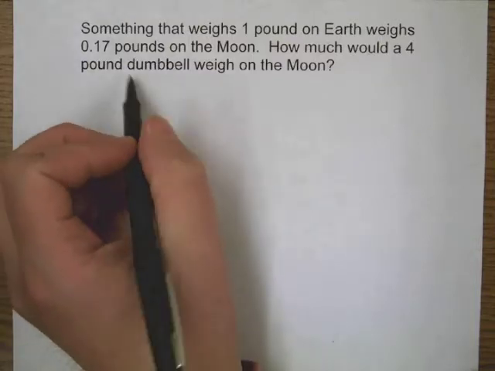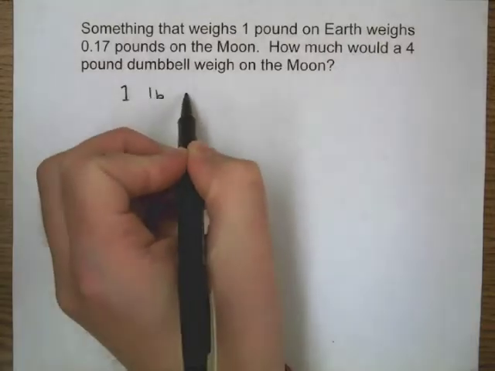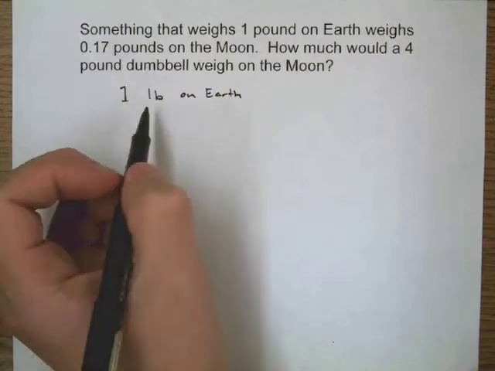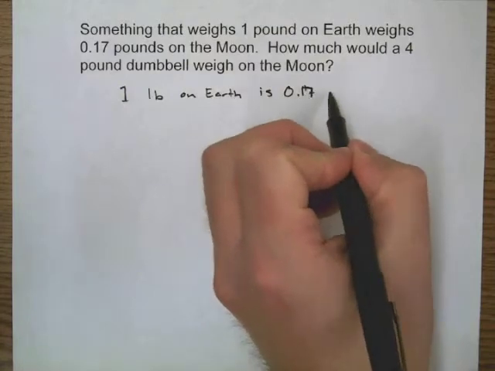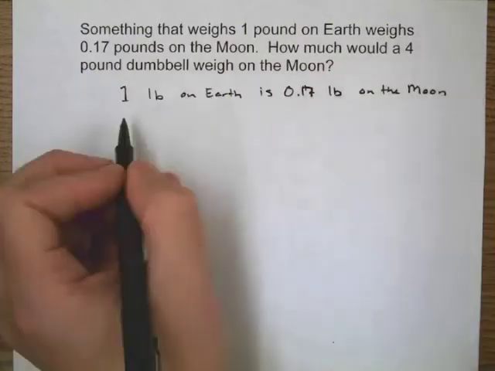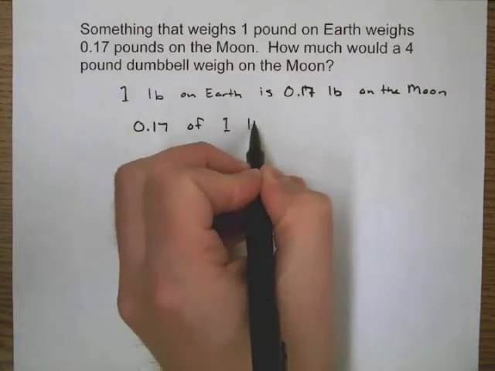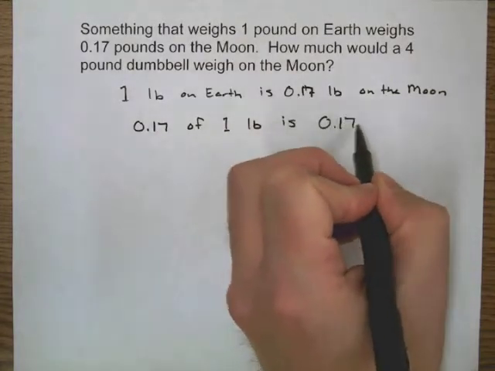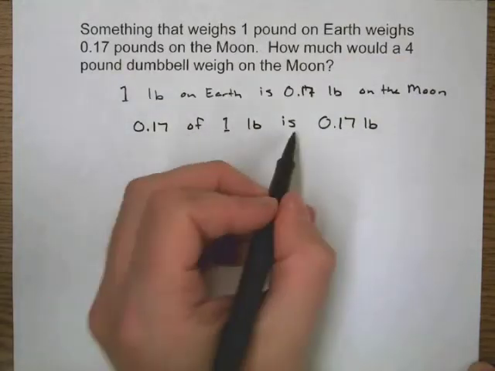So if 1 pound on Earth, and LB is the abbreviation for pound, is 17/100ths of a pound on the moon, then we can think of it like this. 17/100ths of 1 pound is 17/100ths pounds.